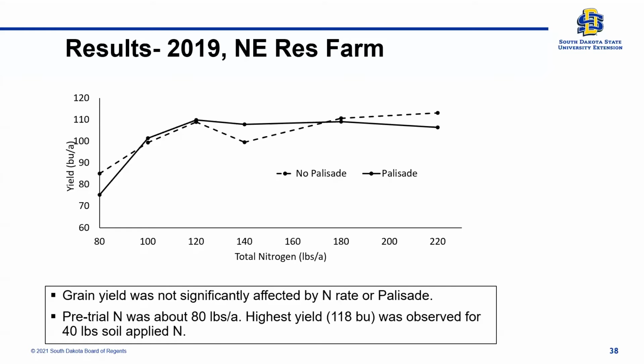And pre-trial N, again, about 80 pounds, and the highest yield, 118, was observed for 40 pounds N. Which was about here, right here, 120 total. And after that, the graph just flattens out.